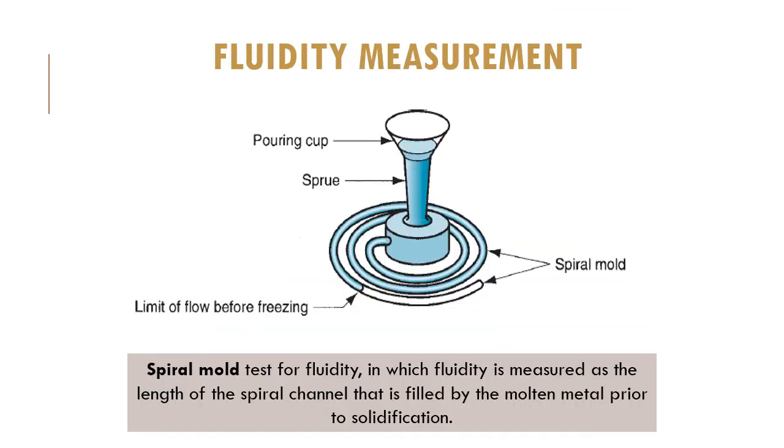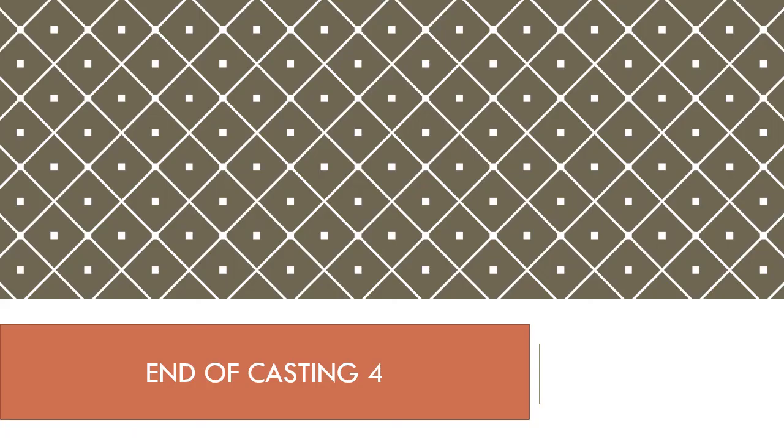Due to that, fluidity is usually measured. Measurement of fluidity can be made using the spiral mold test, in which fluidity is measured as the length of the spiral channel that is filled by the molten metal prior to solidification. There is a certain limit where the fluid can go up to, and if it goes beyond that limit, it means that it is over fluid. So that's the end of casting 4. See you in casting 5.